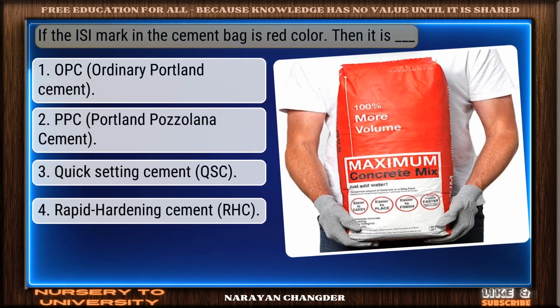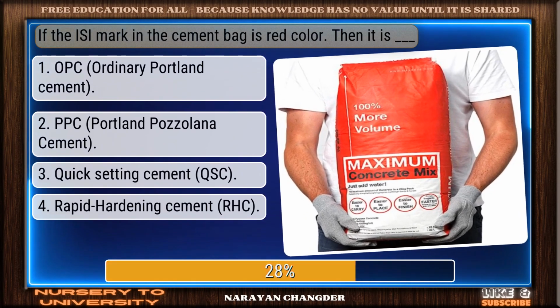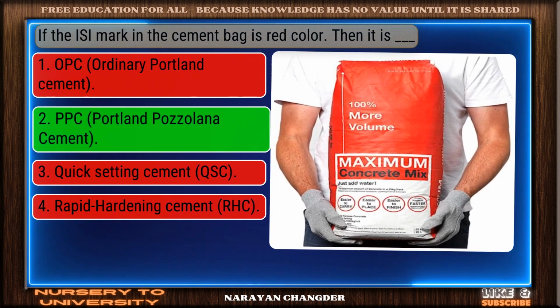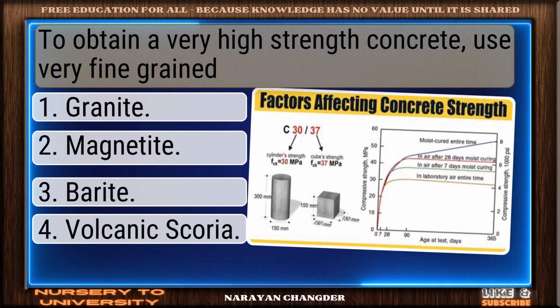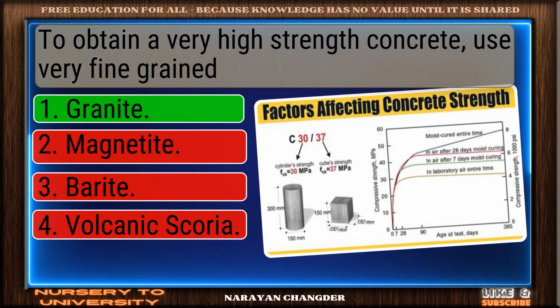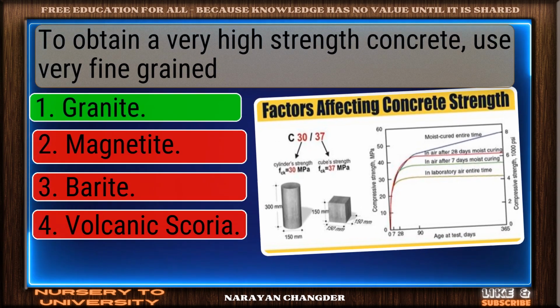If the ISI mark in the cement bag is red color, then it is dash. Sharp thinking. PPC is the right choice. To obtain a very high-strength concrete, use very fine-grained. Clear logic. Your choice granite is sound and 100% true.